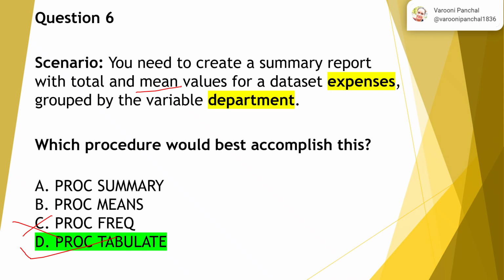Now, like I said, PROC MEANS is used for calculating the N, mean, standard deviation for the variable wise, but we want its total and the mean values, right? So in that scenario, even this is also not the right answer. And option A is also not the best fitted procedure. So the best procedure that accomplishes this is PROC TABULATE, option D.